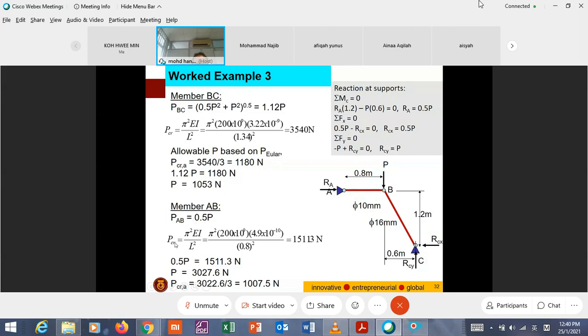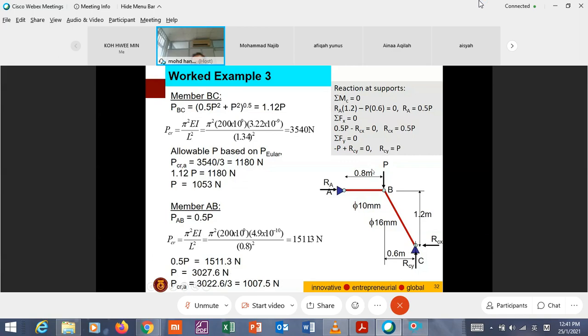For member AB, the buckling is equal to 15113. And so 0.5 P equal to 15113. Therefore, P equal to 3027 and P allowable is equal to 1007.